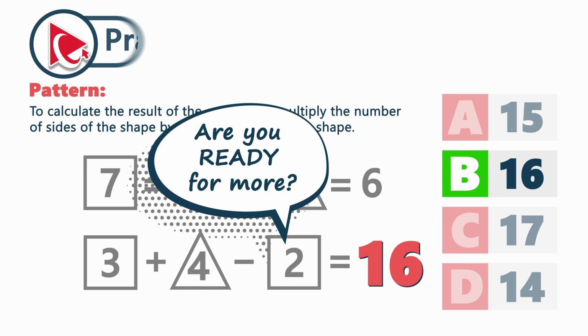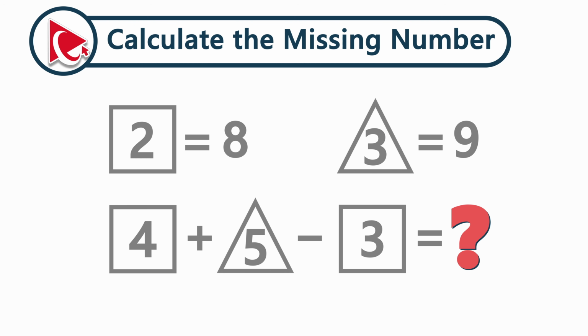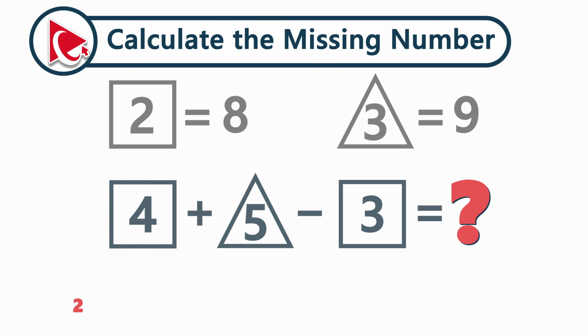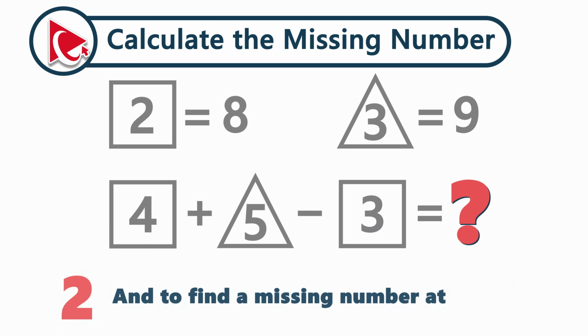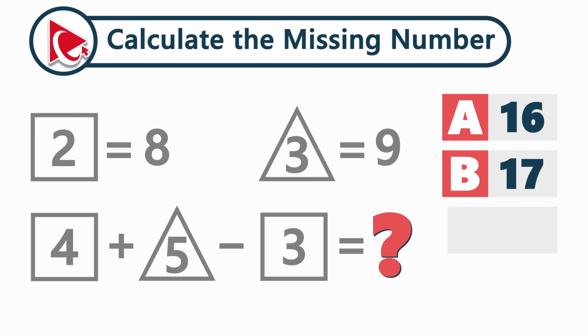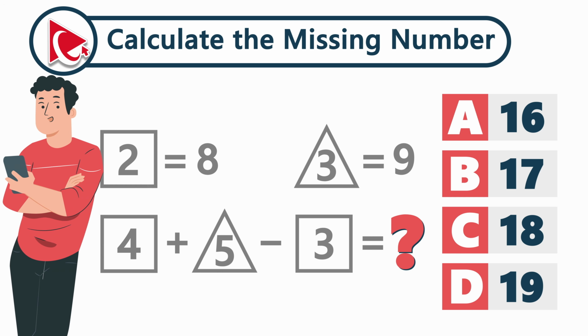But wait, are you ready to practice your skills? Try this question to see how you would do. In this question, you are presented with the series of shapes, numbers, and math signs. Your goal is to calculate the missing number, and you need to do it in 2 simple steps. First, you need to try to understand the encrypted message. Let me give you a hint here. Could it be 3 math expressions here? And your second goal is to find the missing number. Your choices for the answers are choice A, 16, choice B, 17, choice C, 18, and choice D, 19. Once you're confident in your answer, share it in comments, and I'll provide my feedback. Best of luck with this exciting challenge.